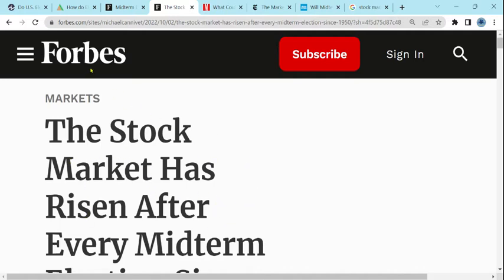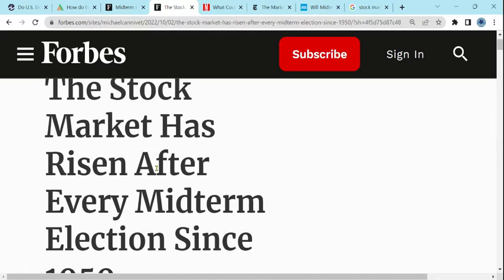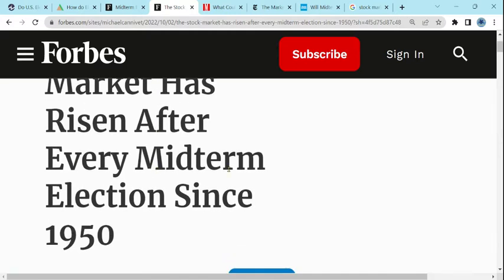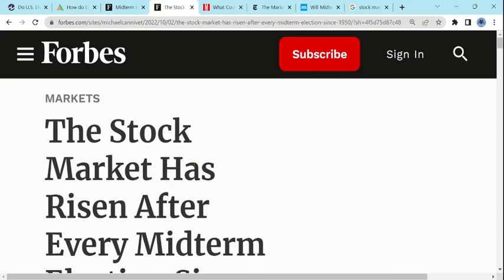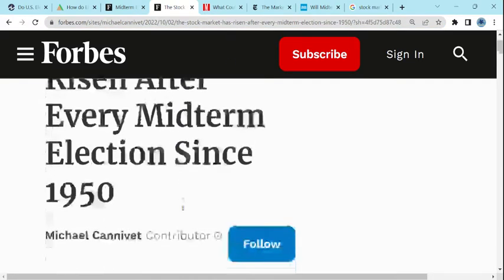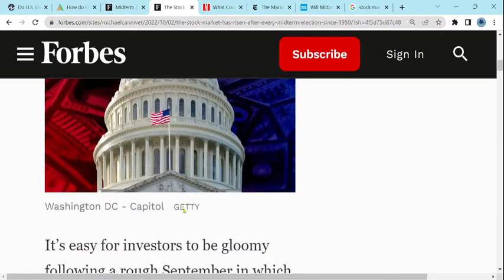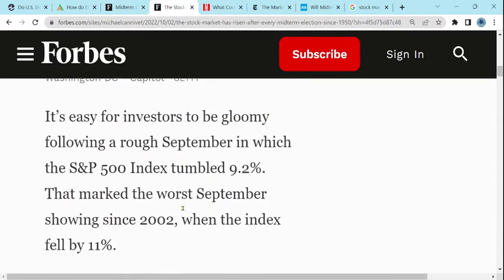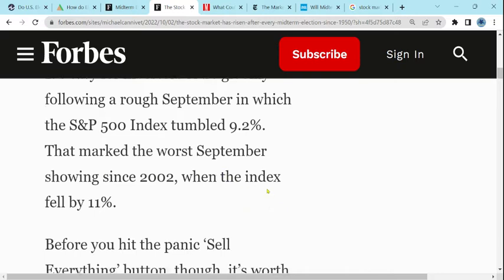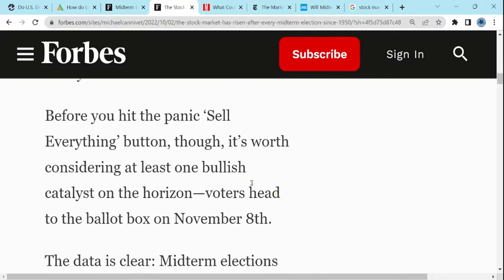midterm elections. Here's a Forbes article titled "The Stock Market Has Risen After Every Midterm Election Since 1950." And I'll leave the direct link to this Forbes article in the description box below so you can read it in more detail. Again, this is a recent article as of 2022. So, they're talking specifically that the stock market's been down in 2022, or September, etc.